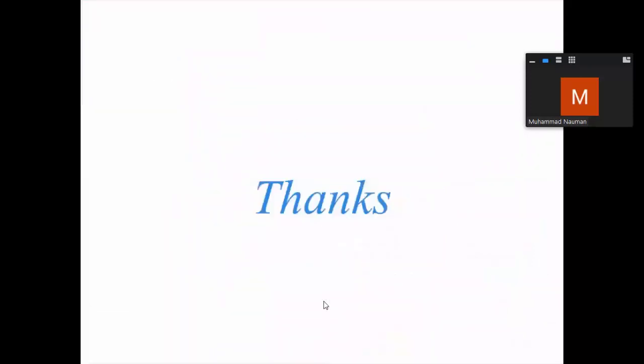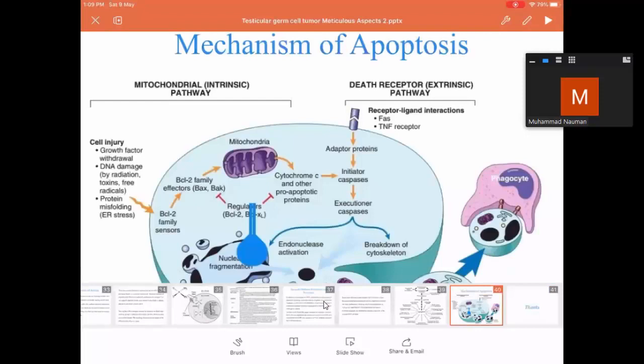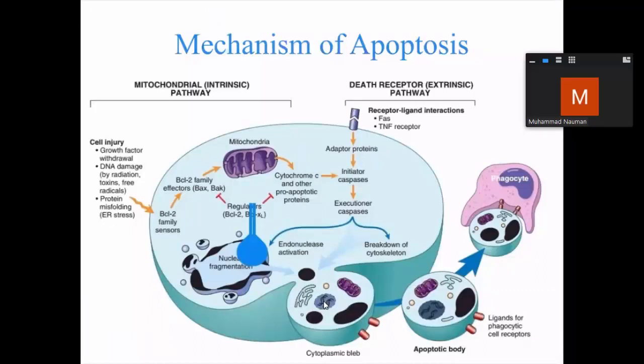Thanks. So, Numan, if you just go to this slide, the last slide, just put up the last one. Yes, this one. As I can see here, there are two pathways. One is intrinsic, the other one is extrinsic, and it is nicely done diagrammatically. It is explaining a lot.